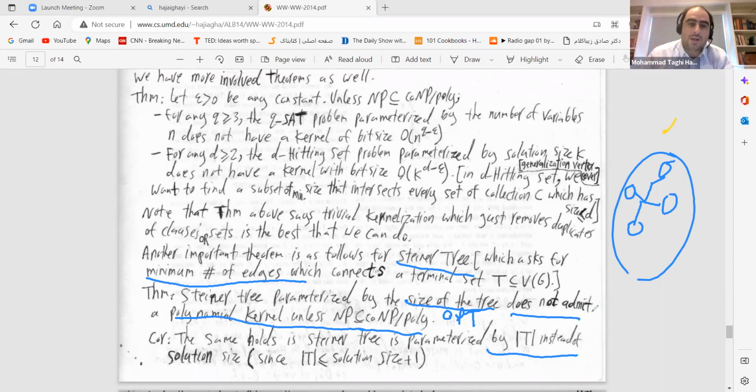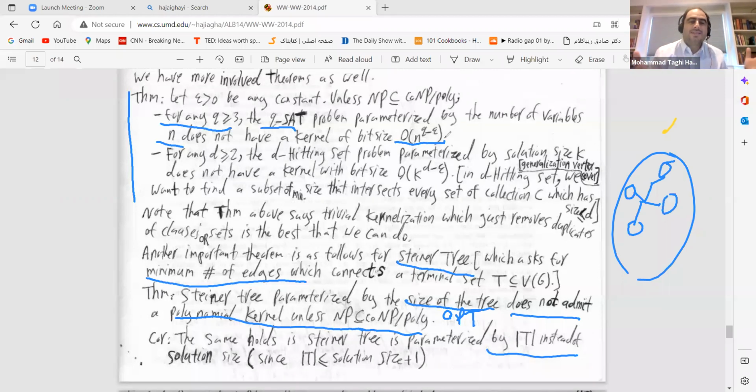So the kernel is exponential in some sense. These are some other problems that are also interesting. You can actually say, if you consider a Q-SAT, so for any Q greater than or equal to 3, like 3-SAT, 4-SAT, 5-SAT, for any Q-SAT, the Q-SAT problem parameterized by the number of variables n, the kernel size cannot be better than n to the q.